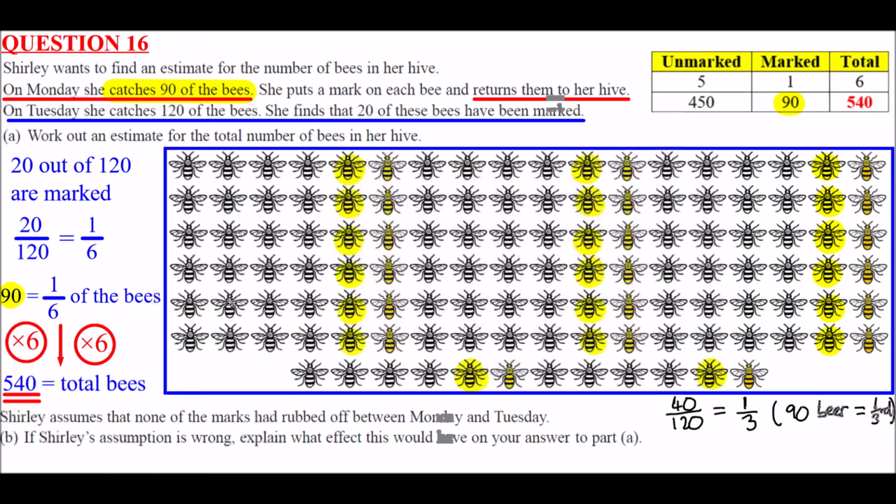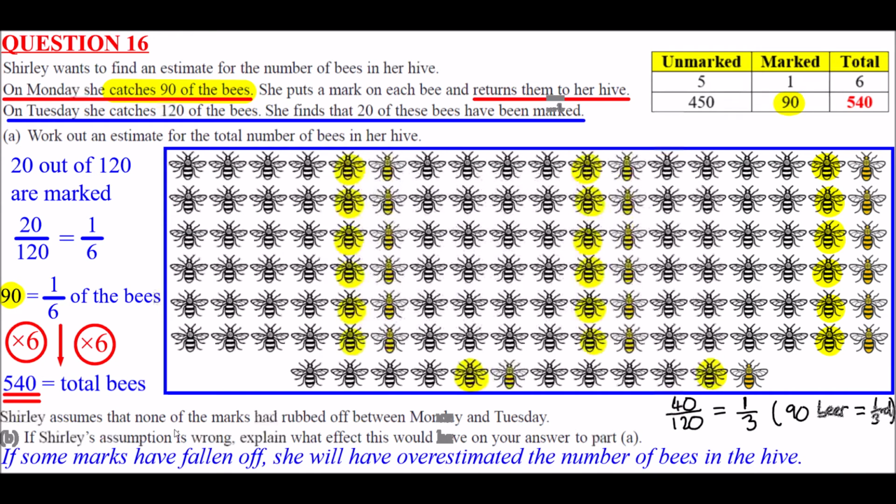So the wording just needs to be something along these lines. If some marks had fallen off, she will have overestimated the number of bees in the hive. Simple as that. So I'm just trying to explain why the wording and the explanation is how it is. Essentially, it would have been an overestimate from part A.